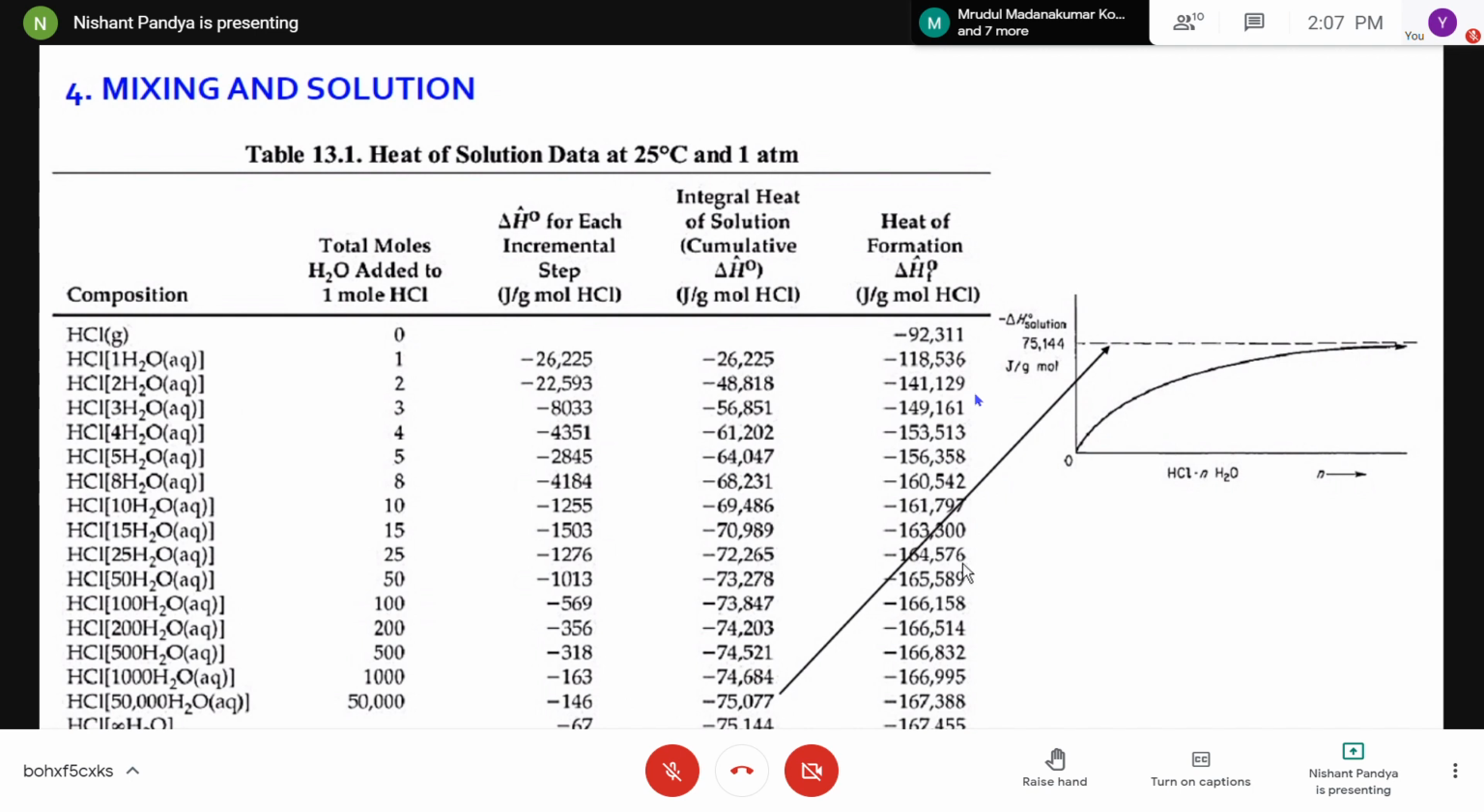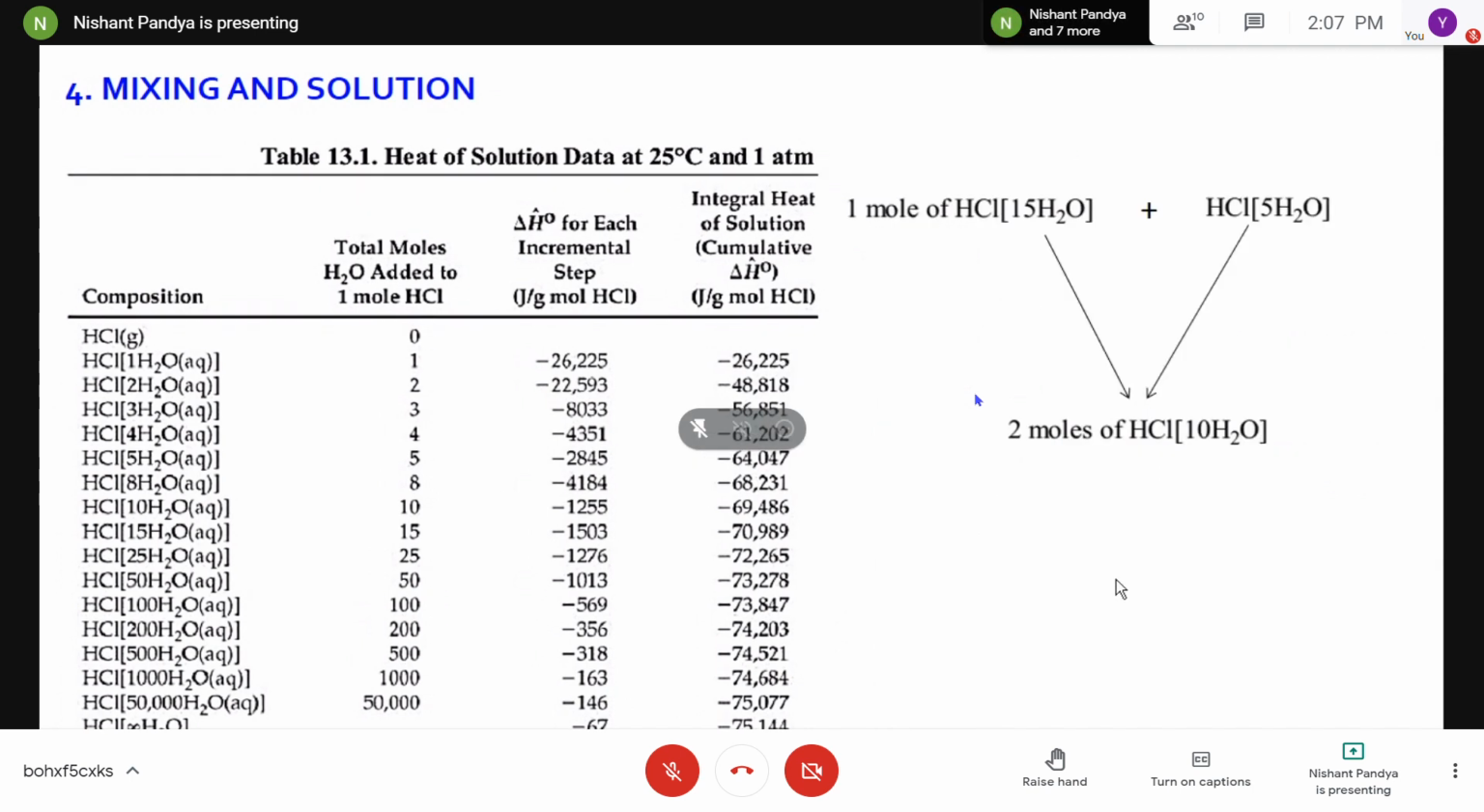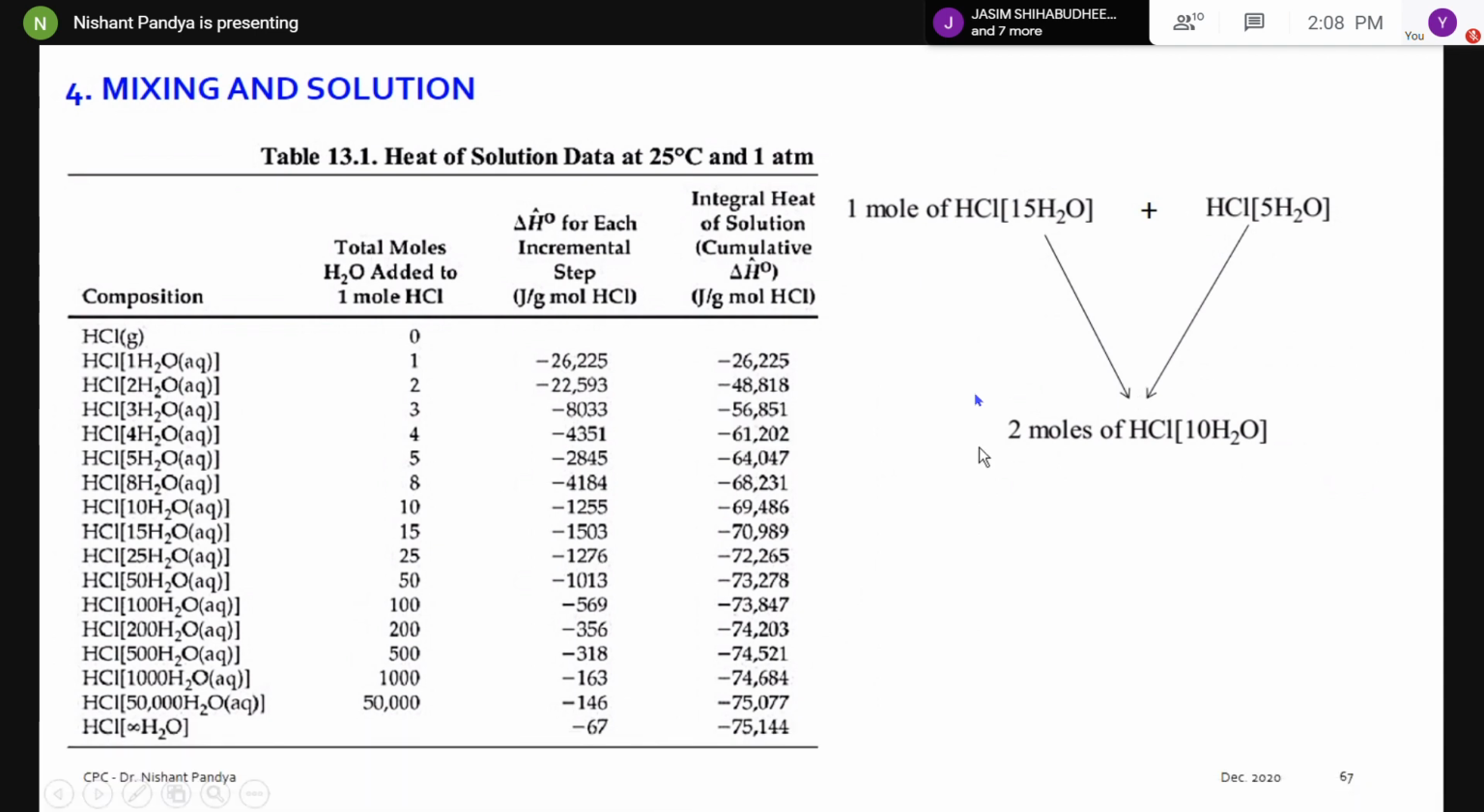So how to use this table? I'll show you here. For example, you have 1 mole of HCl and 15 moles of water. Just for convenience, we take 1 mole of this mixture, and you have another 1 mole of HCl along with 5 moles of water. So you have one solution this, another solution this. For example, you prepared them in the lab, and from both of these beakers you took 1 mole of each and mixed them, and you get 2 moles of HCl, and now the water will be 10.